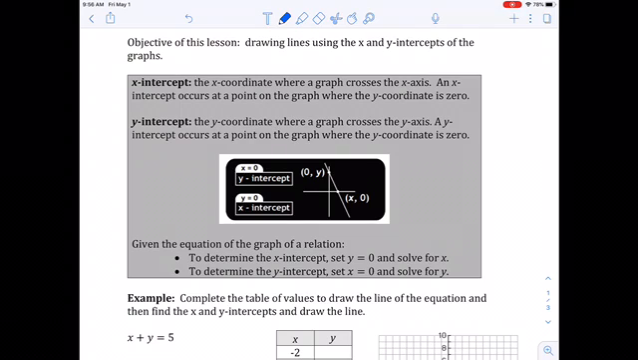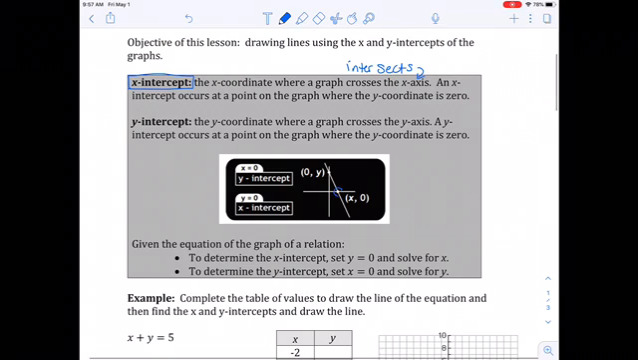Okay, so what is an X-intercept? An X-intercept is the X coordinate where a graph crosses the X-axis. The X-intercept will intersect the X-axis. So the intercept is where it intersects the X-axis. And the Y-intercept is where it intersects the Y-axis.